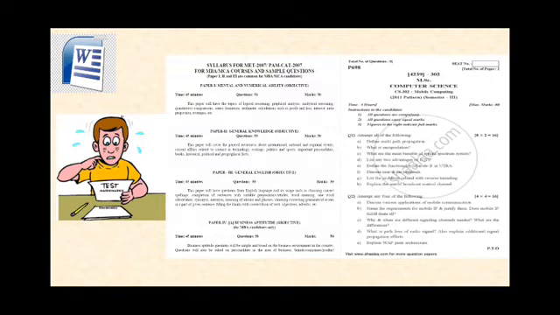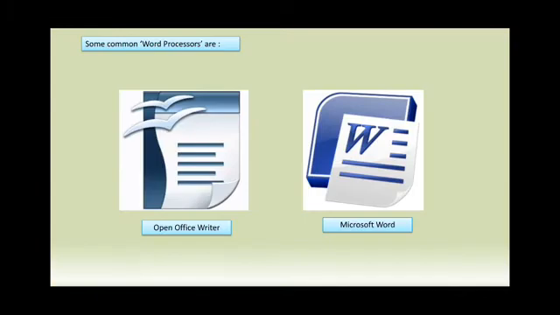Such types of textual content are easily typed and made in a computer with the help of a word processing package. We can type text and create documents easily in a computer with the help of a word processing package. A word processing package enables us to type text, make changes in a text, and save the contents. Some common word processors are OpenOffice Writer and Microsoft Word.